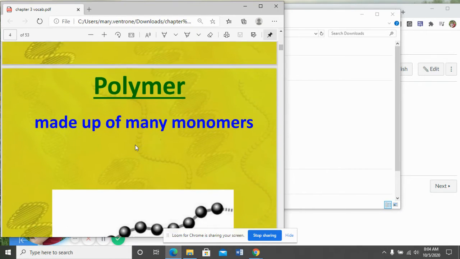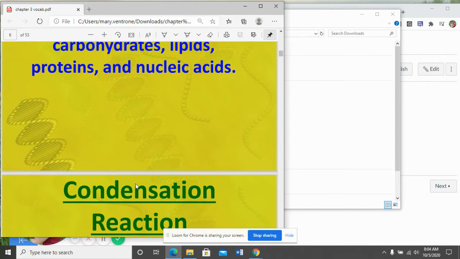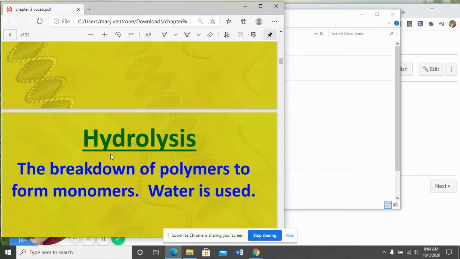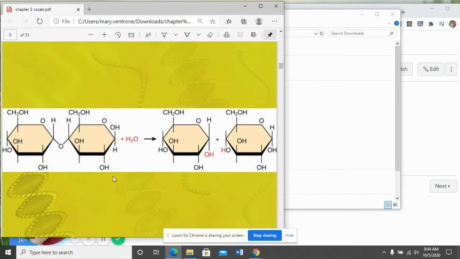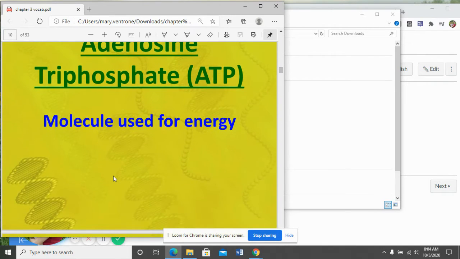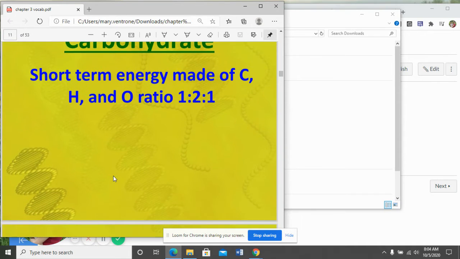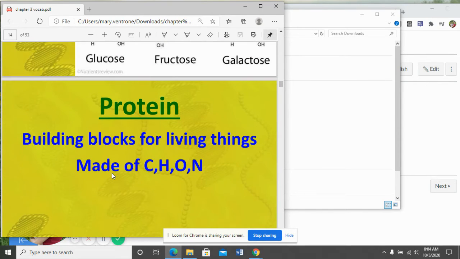Monomers, polymers made up of many monomers. Macromolecules, there are 4 different types. Condensation reaction is when you're building things up and you're giving off water. Hydrolysis is where you're breaking things apart using water. ATP is going to be that molecule used for energy. Carbohydrate is short-term energy. Monosaccharide is the monomer of a carbohydrate.